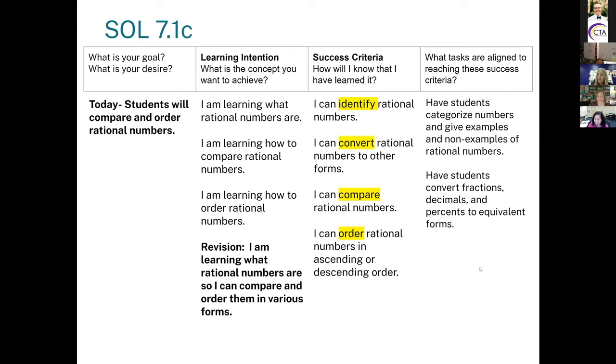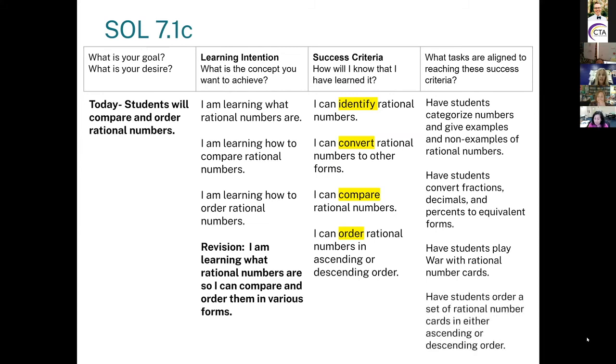Once I've done these two things, I would go on, and they could play a war game with rational number cards. So every student would be given cards, they flip them over, we compare and play war with them. And then finally, an independent type activity could be giving them a set of rational number cards and they have to place them in ascending or descending order.